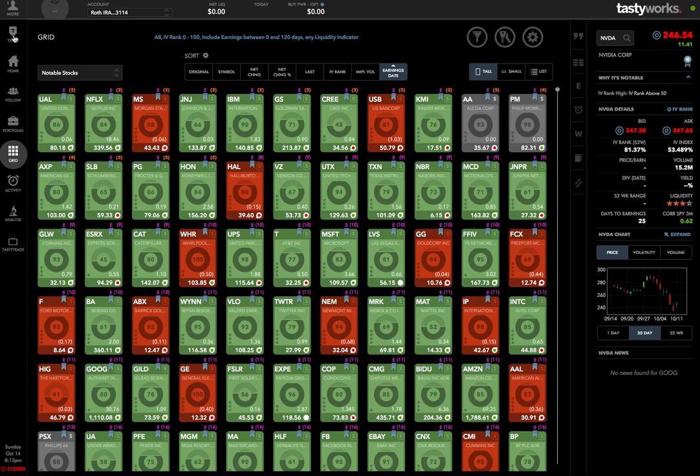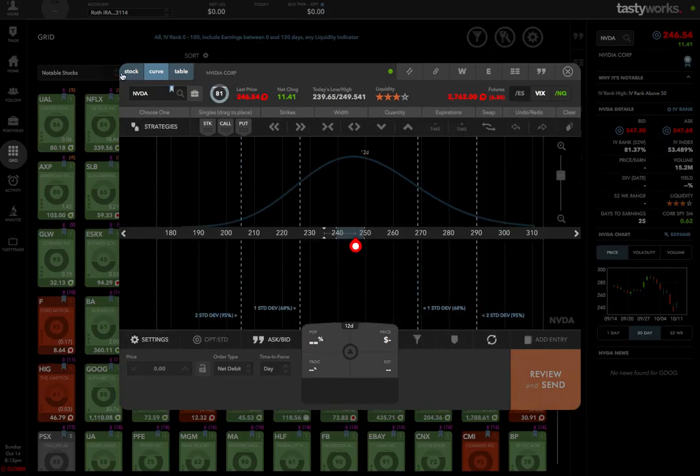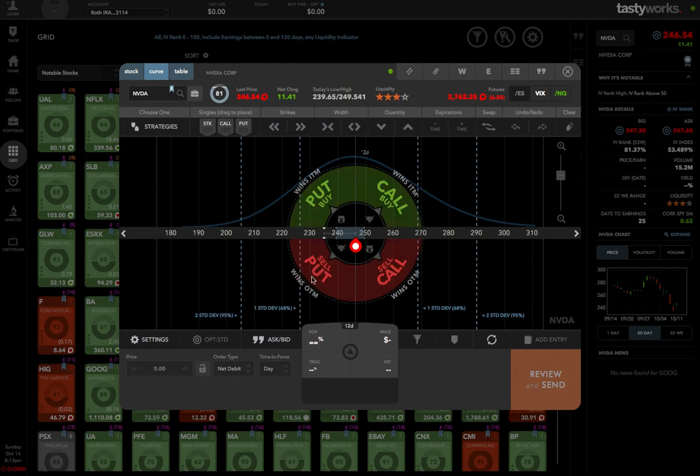So in order to make a trade, you go to the trade tab, and this is going to pop up here. Now you could go to the curve, which is going to give you a little probability. This red dot right here, this marker, is where the stock price is right now. So Nvidia right now is 246.54. So that's where the stock is right now.